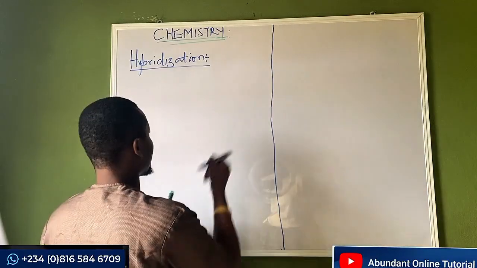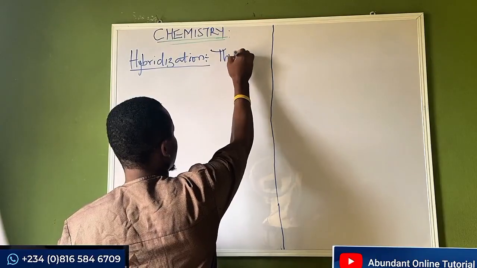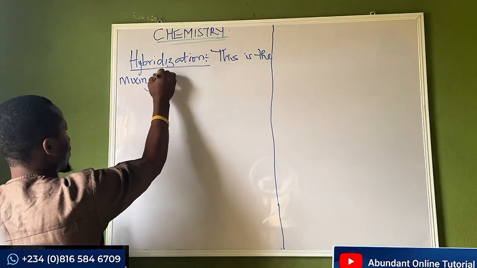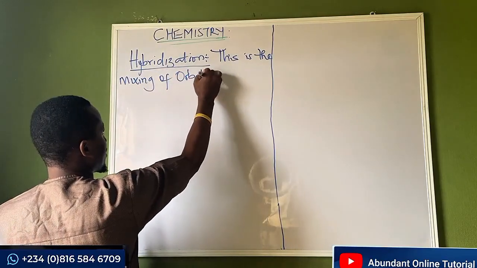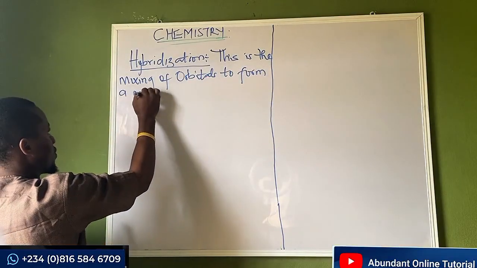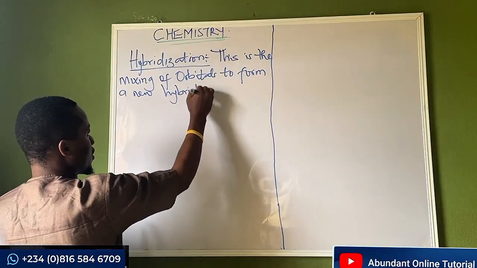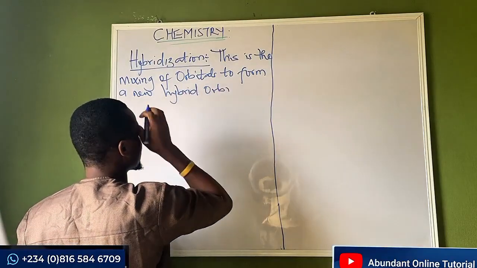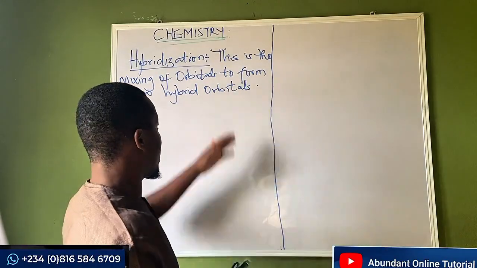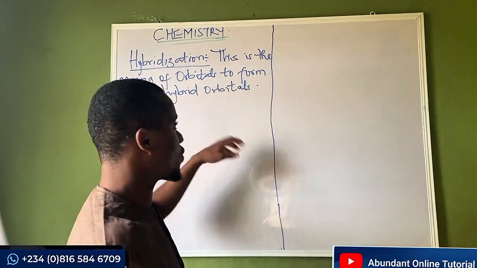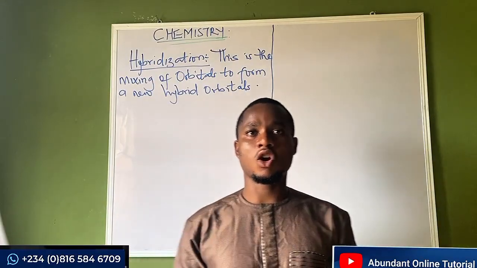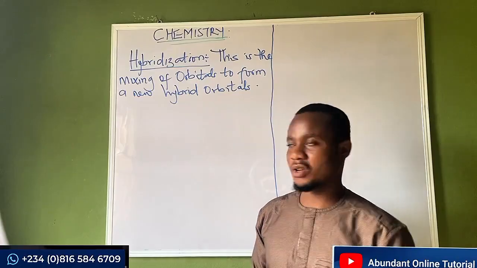Let's write it. This is the mixing of orbitals to form a new hybrid orbitals. So this is hybridization. It is the mixing of orbitals to form new hybrid orbitals. And note, after hybridization, the orbitals that are formed are called hybrid orbitals.